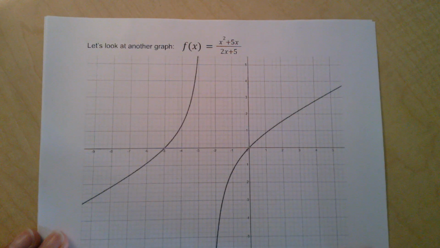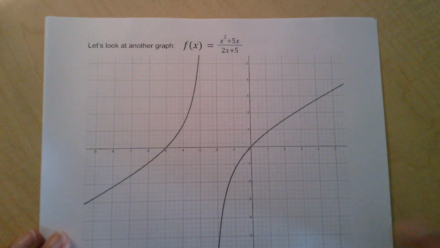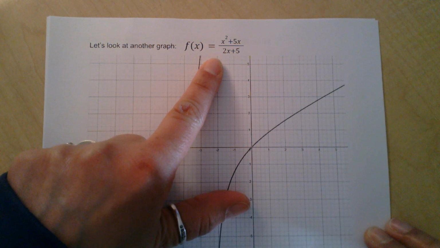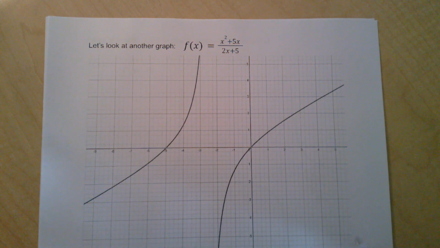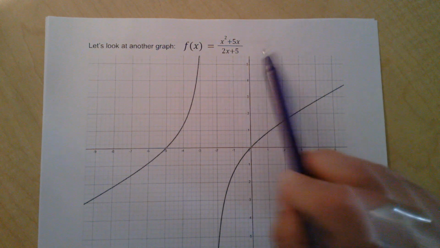Okay, looking at another graph here. Let's look at this other graph. F of x equals x squared plus 5x divided by 2x plus 5. Another rational graph, rational function here.